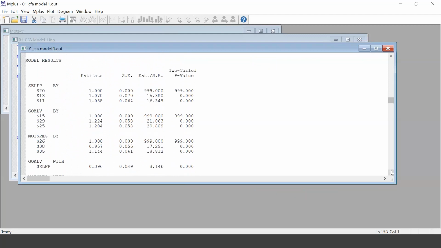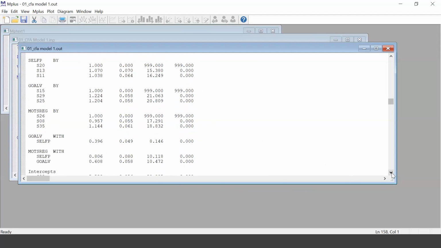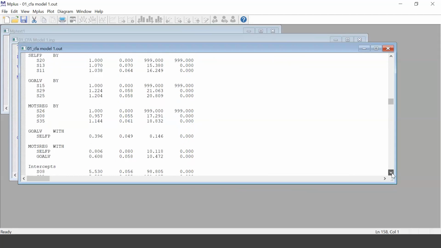Here are our unstandardized factor loadings or pattern coefficients, and you can see that we don't actually get a test of statistical significance for the 3 marker variables, 1 per factor. The estimate of the unstandardized coefficient for each of the marker variables is always going to be 1. And that's why these two-tailed p-values are 999, because we're not actually estimating those paths. However, we will get tests of statistical significance for the standardized coefficients. You'll see in a minute.